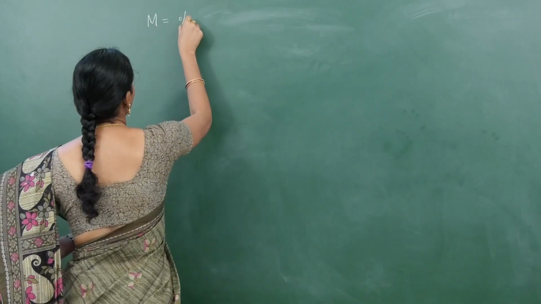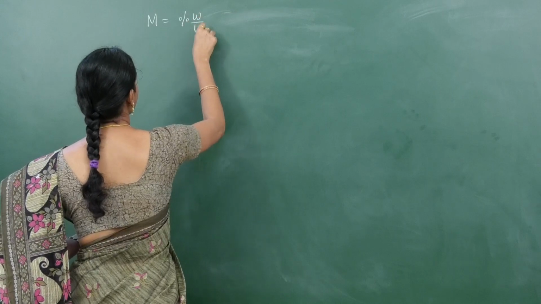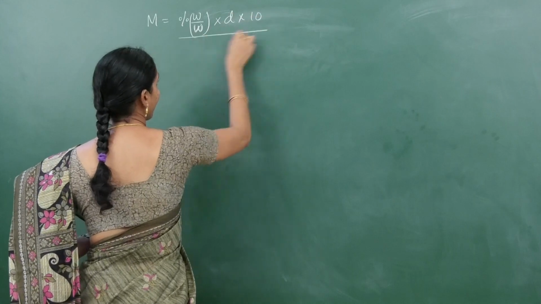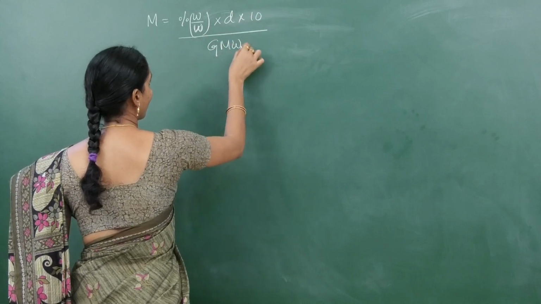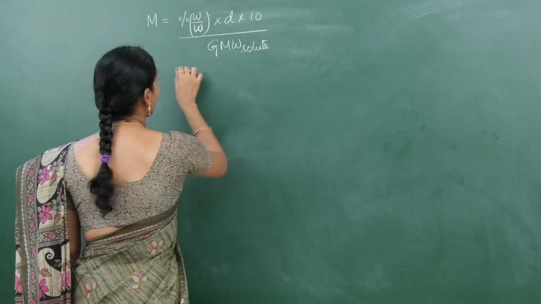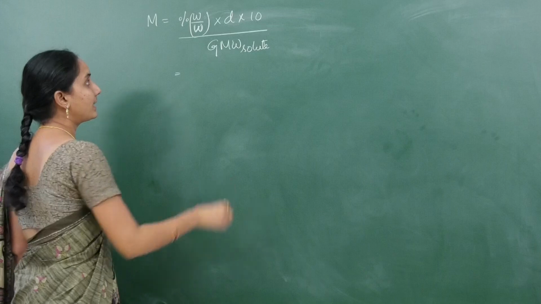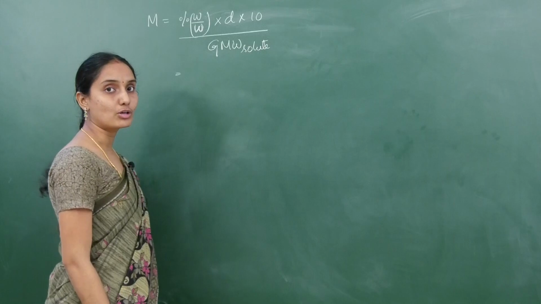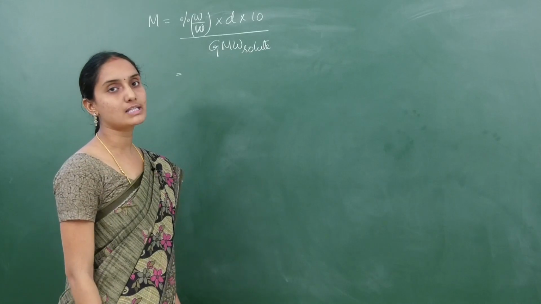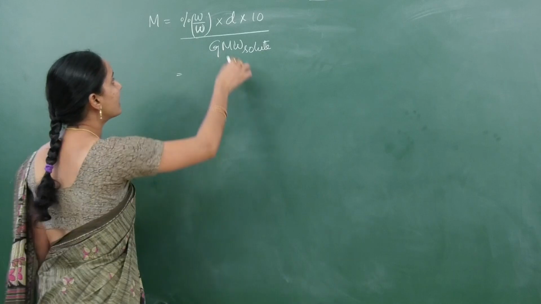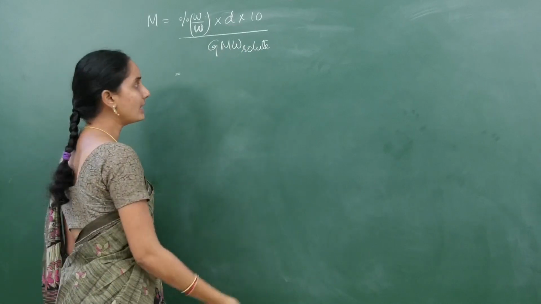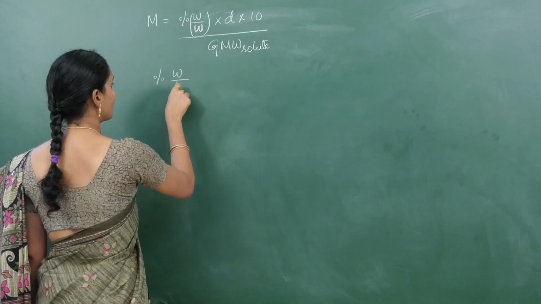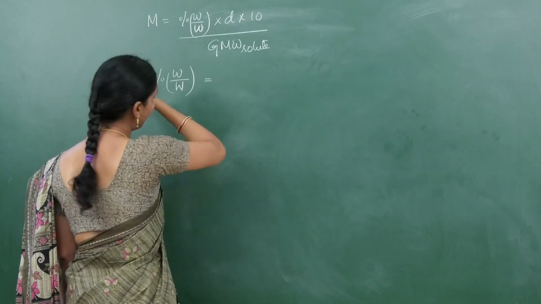So molarity is equal to percentage weight by weight into density into 10 by gram molecular weight of solute, children. So molarity we need, but here percentage weight by weight was not given, but weight of the solute and weight of the solvent was given. Using that we can calculate. Density was given, this we know, we have to calculate. So first let us do percentage weight by weight.